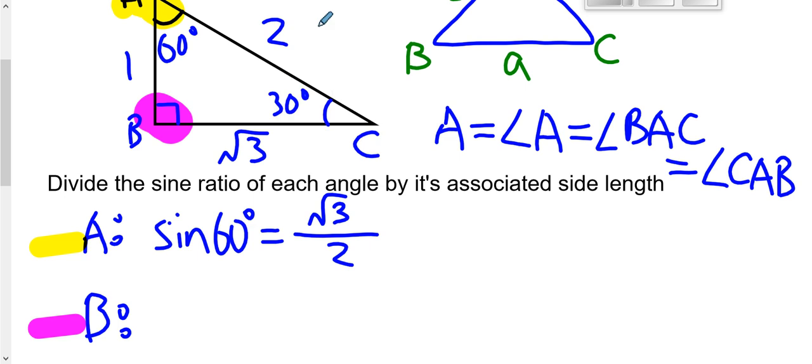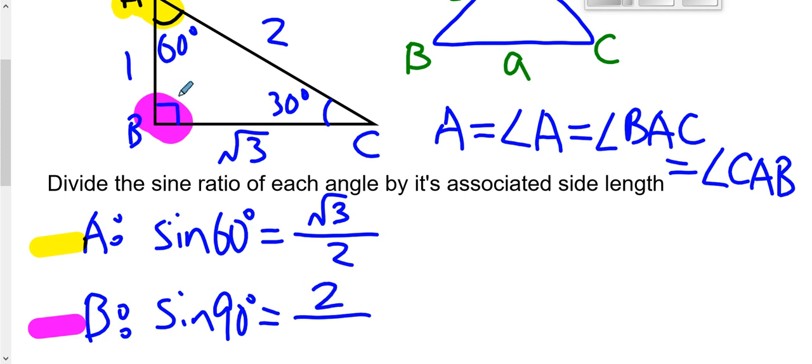So if this is the angle I'm looking at, that means I have sine 90 degrees. This is a tricky one. We still know that sine is going to be opposite over hypotenuse. What is my opposite and what is my hypotenuse? Okay, so I hope you figured that out. The length of the side opposite to the angle is 2. Hypotenuse is the longer side, 1, root 3, 2.